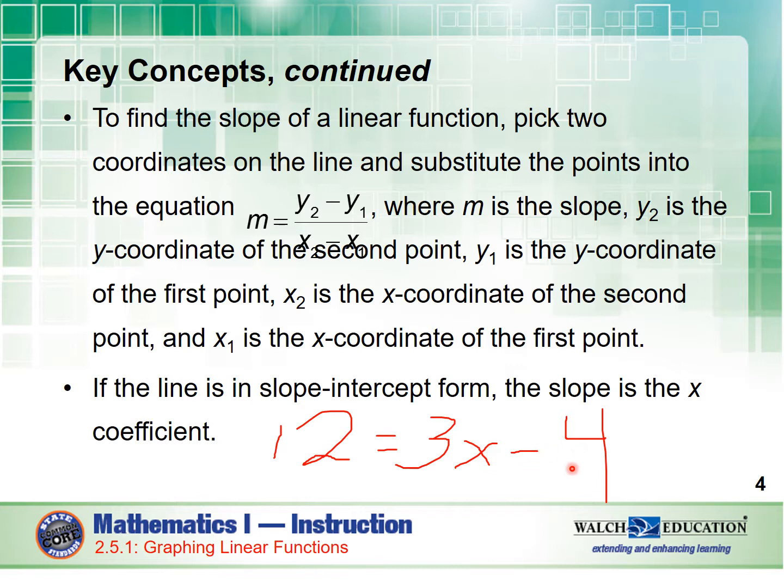So it says if the line is in slope-intercept form, the slope is the x-coefficient. So the x-coefficient, remember, a coefficient is the big number that comes before the variable. There's only one coefficient in this whole problem, and that is the number 3. The number 3 is your slope. It's the thing that comes before your x. And then when you're identifying the y-intercept, you have got to make sure that you include the sign that comes before the number. So the y-intercept in this problem is not 4, but negative 4.